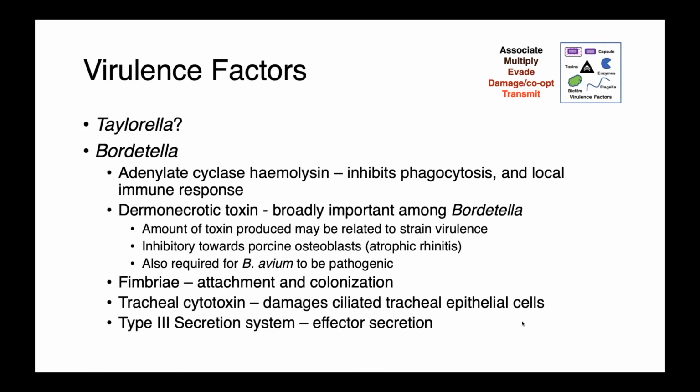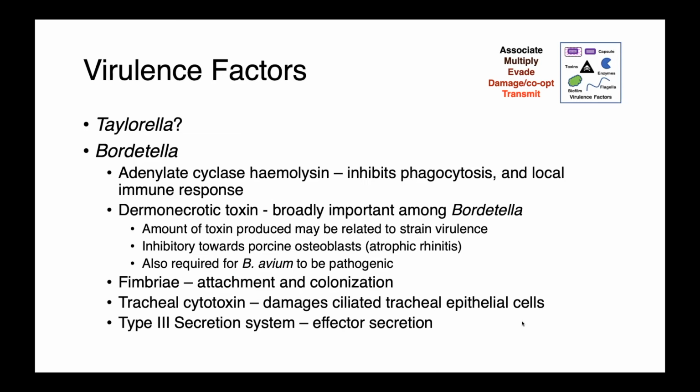In Taylorella, the virulence factors are really a bit of a mystery. We just simply don't know. And I think we can probably attribute this to the fact that it really only causes disease in horses, and so the research in these organisms is just limited. Among Bordetella, the adenylate cyclase hemolysin is recognized. This inhibits phagocytosis and also the local immune response.